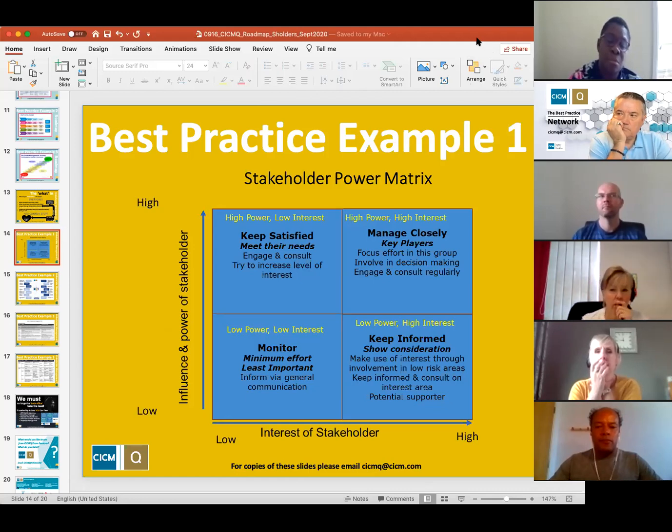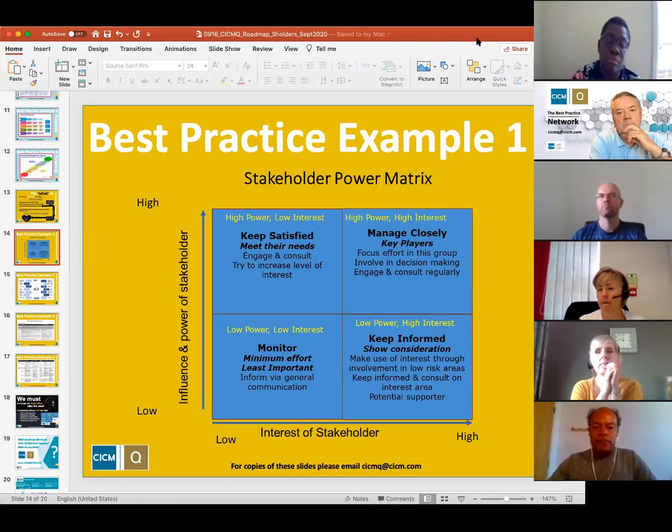If you look at the bottom two quadrants, low power, low interest. So these are the ones that you don't have to spend a great deal of time with, but they might need to have a general communication saying, this is what the credit department are doing at the moment. So just to keep people in the loop as such. Right hand side, low power, high interest, keep informed, show consideration, try and make sure that they are involved in the low risk areas, and of course look upon them as being a potential supporter. So it's the interest of the stakeholder versus the influence and power of the stakeholder.